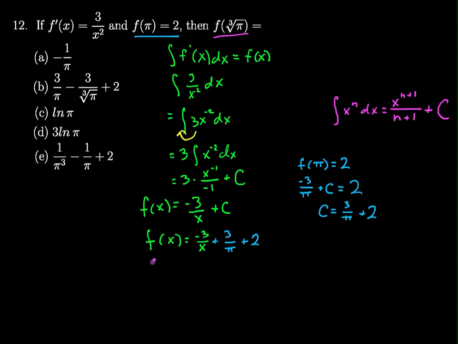Let's evaluate the function at the cubed root of pi. And let's see what we get. So cubed root of pi in there. And there's only one x in my function, so I just put it in here. I get negative 3 divided by the cubed root of pi. And I still get this plus 3 over pi plus 2. They're not like terms.